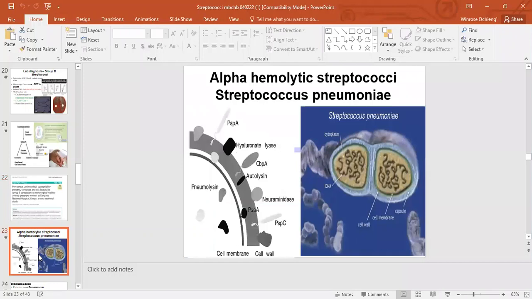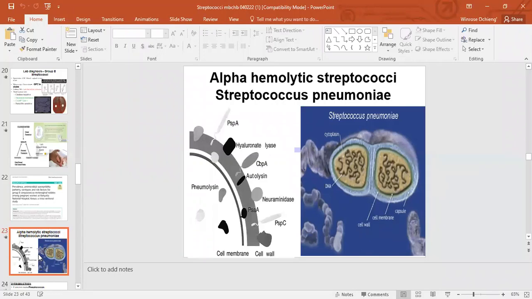So we'll go to alpha hemolytic streptococci. Among the alpha hemolytic streptococci, we have Streptococcus pneumoniae and viridans streptococci, which are important. Streptococcus pneumoniae is one of the organisms that the elderly, children and adults can get, and it is a causative agent of bronchopneumonia, meningitis, and other infections.